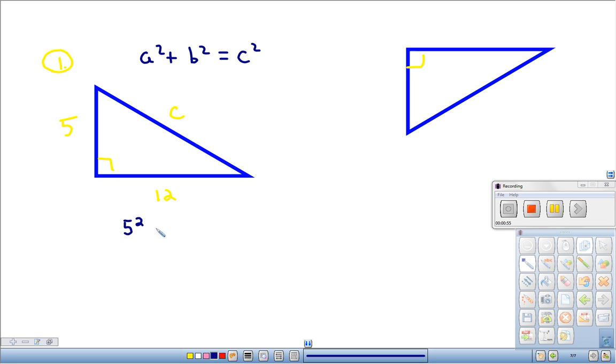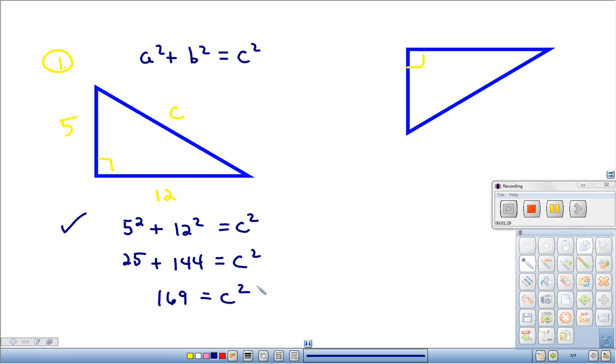So putting the numbers in, I'm going to get 5 squared plus 12 squared equals c squared. Now, anytime you're going to do this for me, I would expect to see the Pythagorean theorem set up. So when I ask you a question on a test or even in class, I'm going to ask you, tell me how you set up the Pythagorean theorem, and it needs to look like that. 5 squared, 25. 12 squared, 144, equaling c squared. 25 plus 144 is 169, and that's equal to c squared.